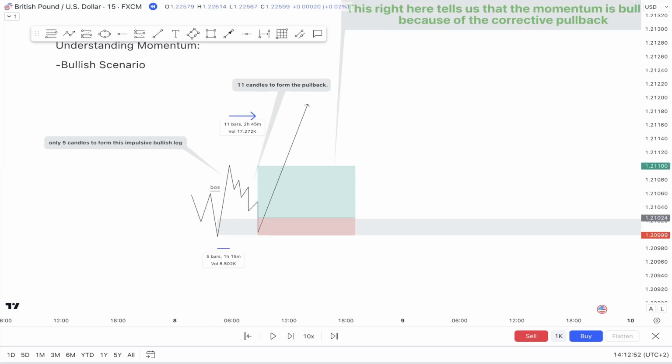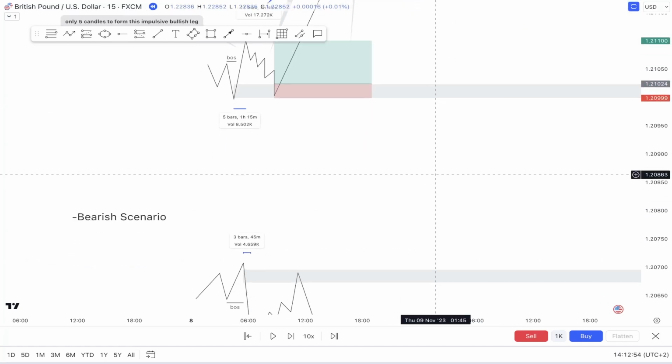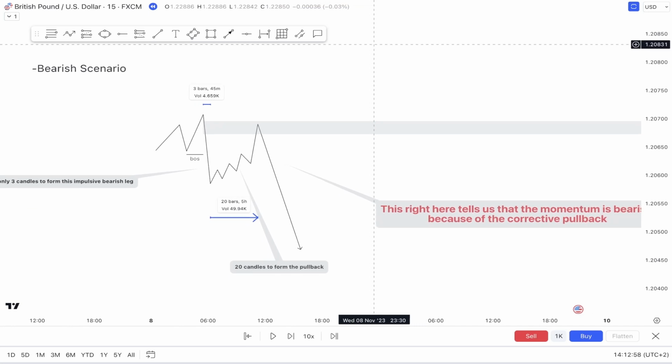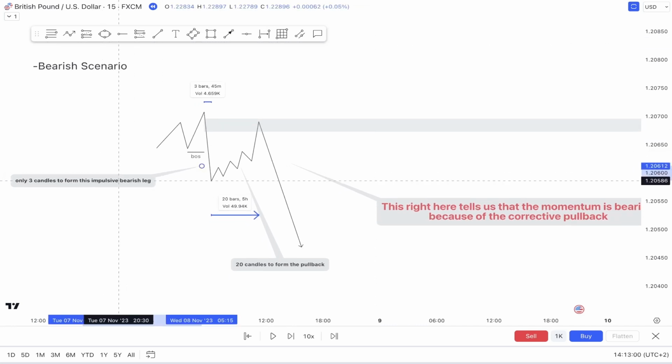Okay, so now let's go over the bearish scenario as well before we jump into the trade examples I have in mind. So on the bearish scenario, it is the exact opposite.